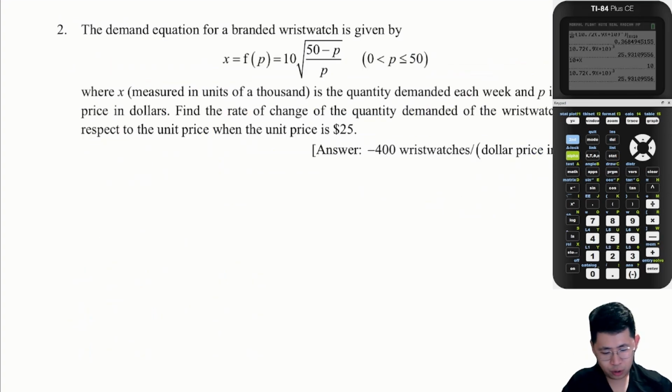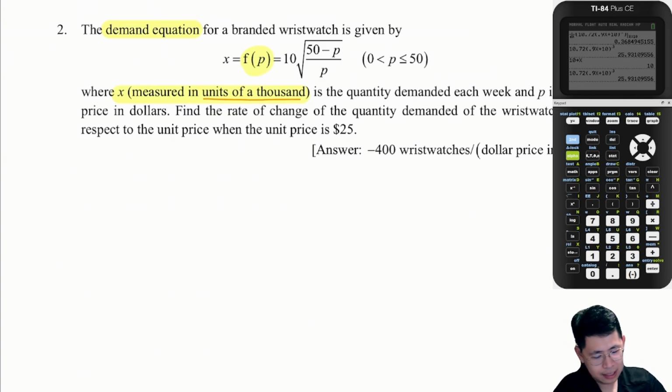Now let's continue on to question 2 of exercise 4. So over here, let's read this together. We have the demand equation given by x or f of p, and x is measured in units of 1,000. Very important: this one over here, units of 1,000.